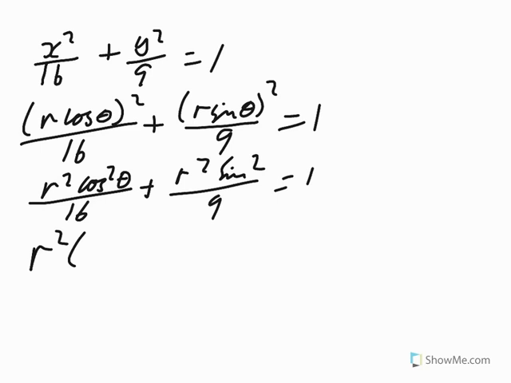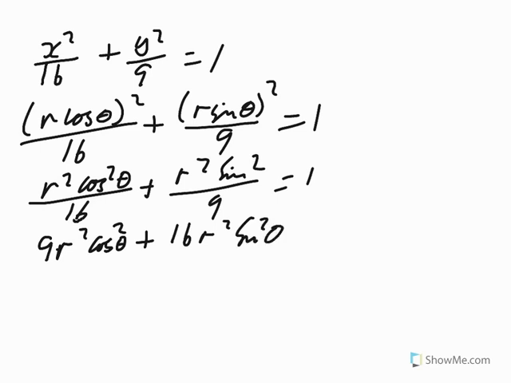Sorry, I got ahead of myself here. We need a common denominator first before we can take r out as a factor. The easiest way to get a common denominator is just to cross multiply 9 times 16, so you have 9r squared cos squared plus 16r squared sine squared. And that's on 144, and it's still equal to 1.